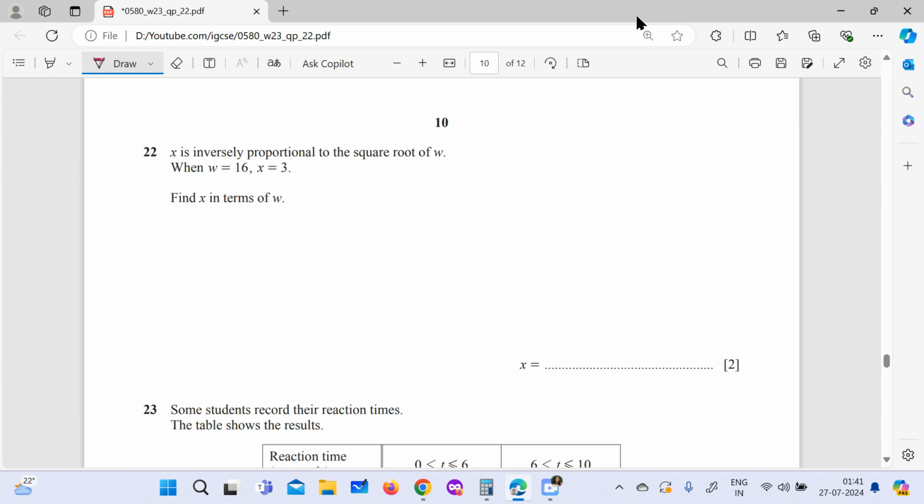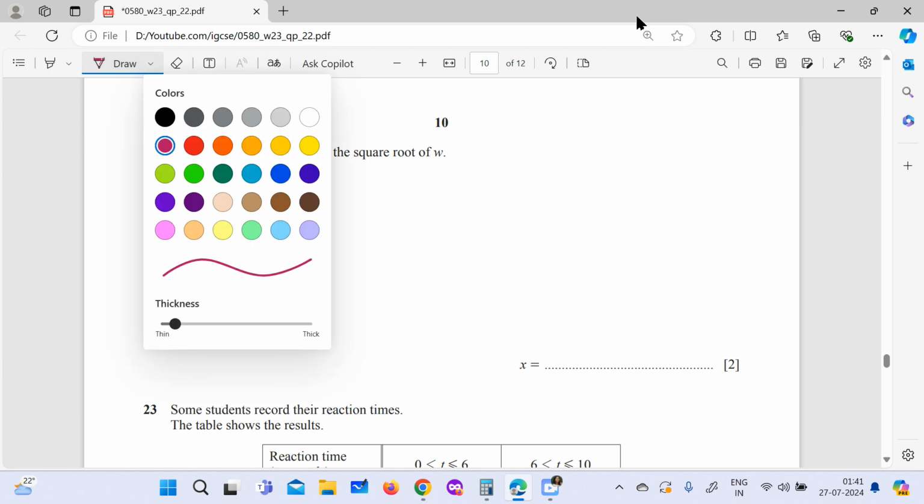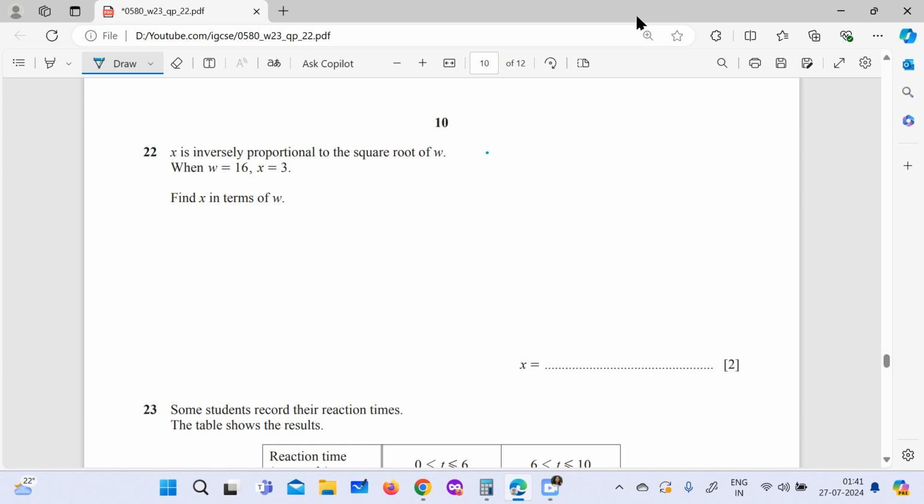Now, this is another important question. x is inversely proportional to the square root of w. When w is equal to 16, x is equal to 3. Let's see how we can write this. This says x is inversely proportional to the square root of w. So I will write it: x is inversely proportional to the square root of w. Now remove the proportionality sign, so you get x equals k over square root of w.